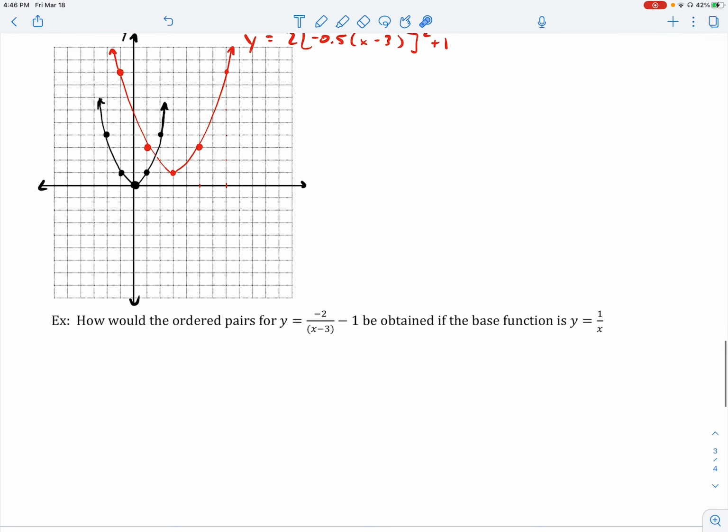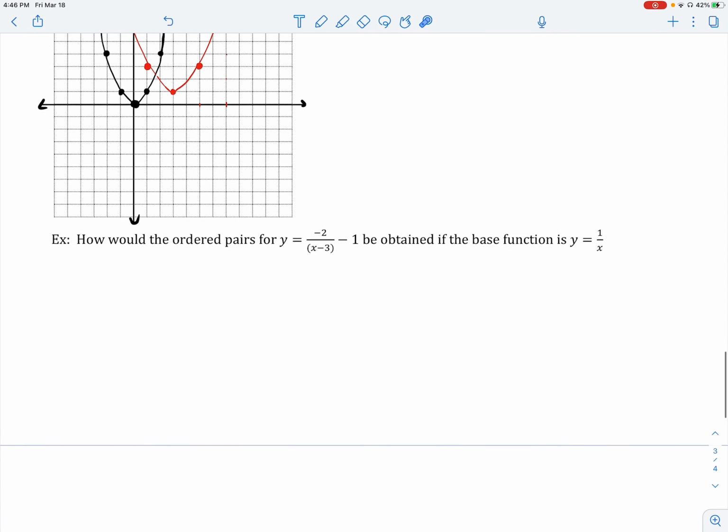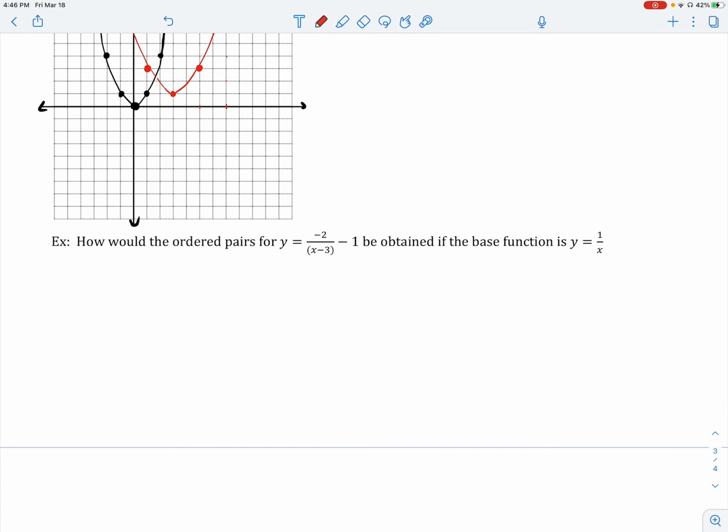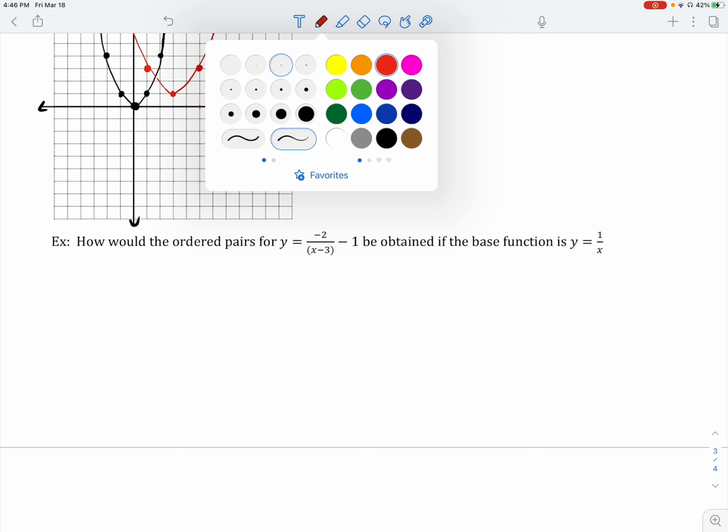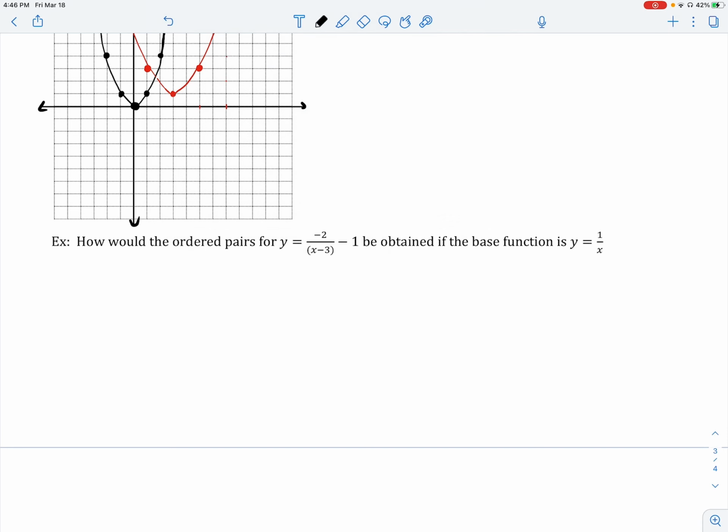Okay, let's just get this one started. We're not going to graph this one. We're just going to go ahead and state the transformation. It says, how would the ordered pairs for y equals negative 2 over x minus 3 minus 1 be obtained if the base function is 1 over x? So if the base function is 1 over x, then I can see that a few things have been done to it.